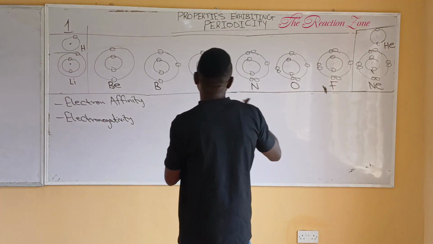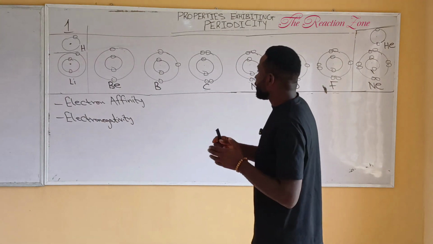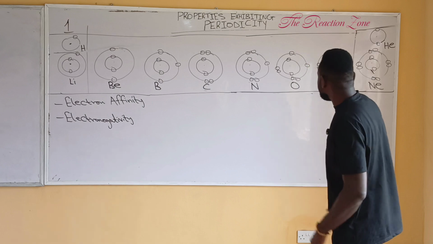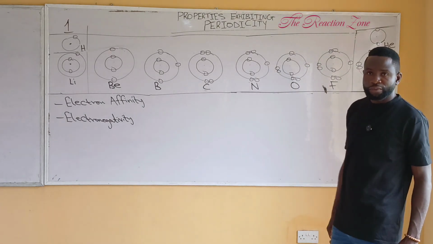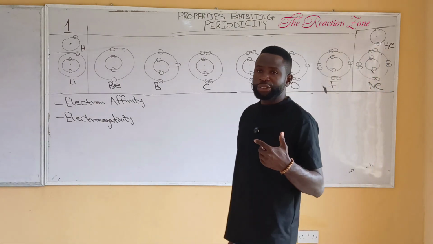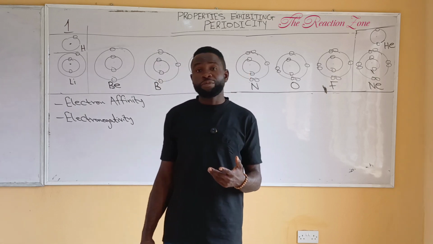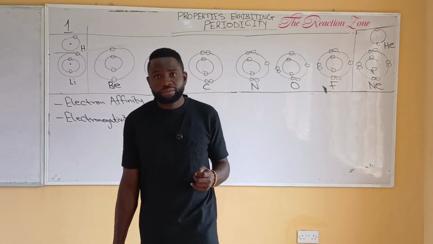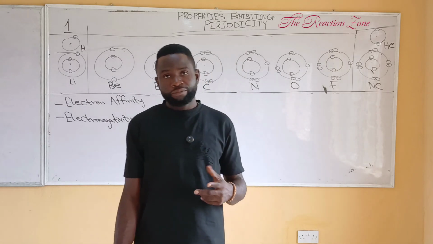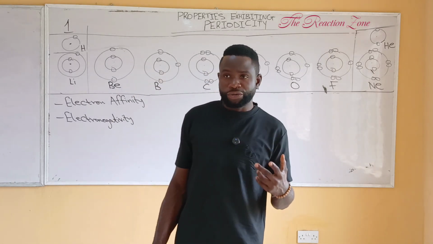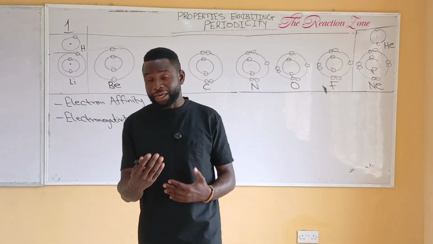Moving from left to right across a period, electron affinity increases with the exception of noble gases. This is because as you move from left to right across a period, atomic size or atomic radius decreases, nuclear charge increases, and as a result, electrons are strongly attracted.